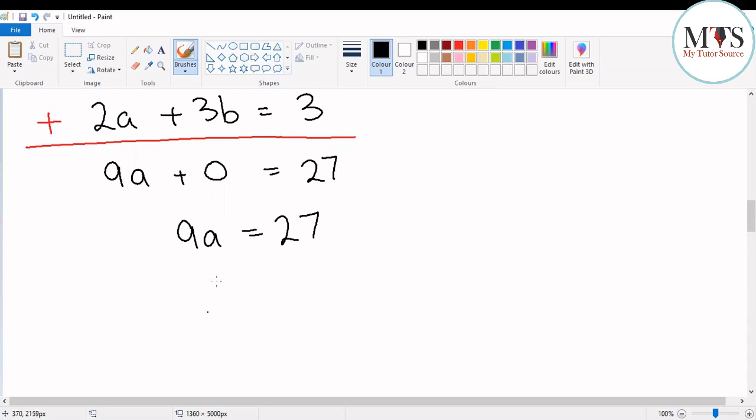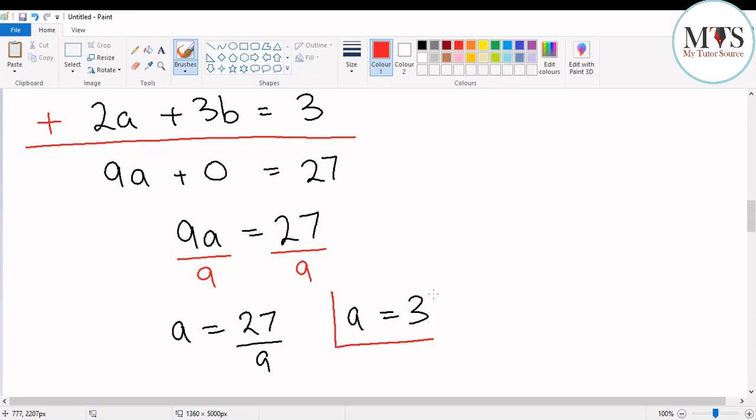You divide by 9, because over here 9 is being multiplied by a. So to get rid of it, we need to divide by 9. And if you divide on the left side, we also have to divide on the right side. So you get a equals 27 over 9. That gives us the answer of a equals 3. Okay, so that's our first answer.